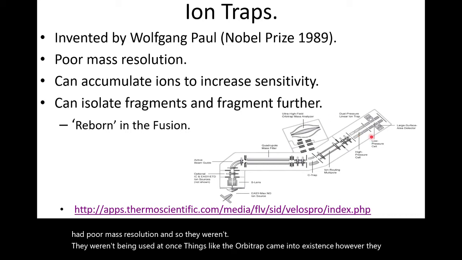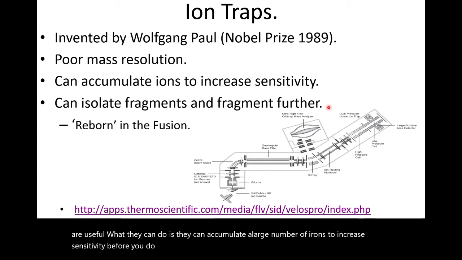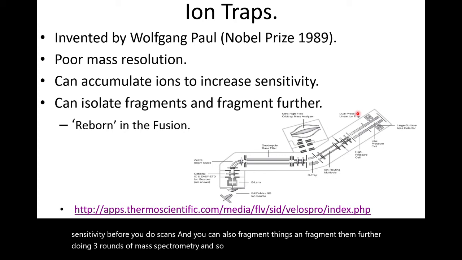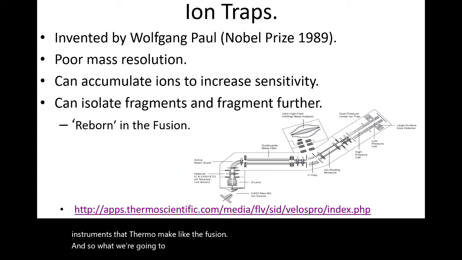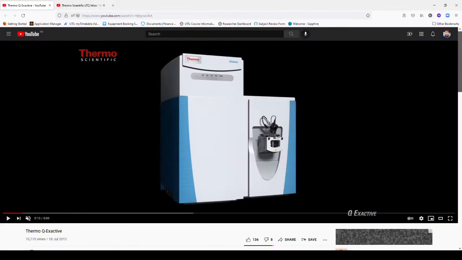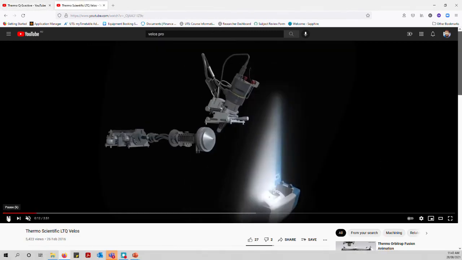What they can do is they can accumulate a large number of ions to increase sensitivity before you do scans. And you can also fragment things and fragment them further, doing 3 rounds of mass spectrometry and so on. So these ion traps were brought back in instruments that Thermo make, like the Fusion. And so what we're going to do is I'm going to click out into a video from Thermo to look at an ion trap, and I'm just going to talk over this video.